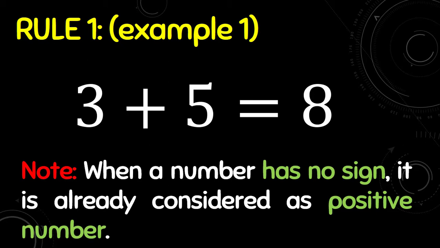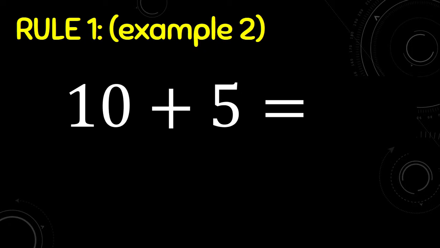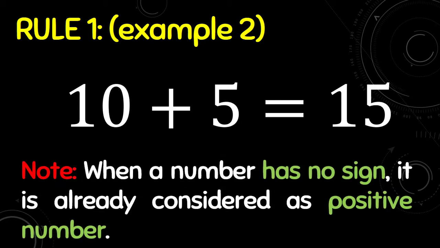In this example, we add two positive numbers, so the result should also be positive, and that is positive 8. Another example, positive 10 plus positive 5, it is equal to positive 15. Again, when a number has no sign, it is already considered as a positive number. In this example again, we add two positive numbers, so the result is also positive.